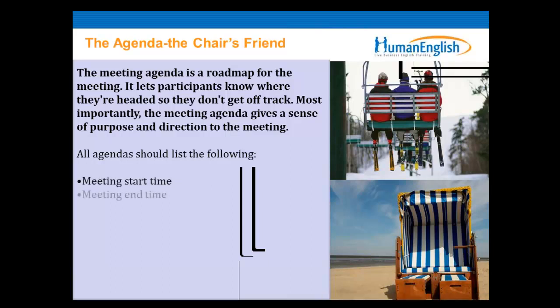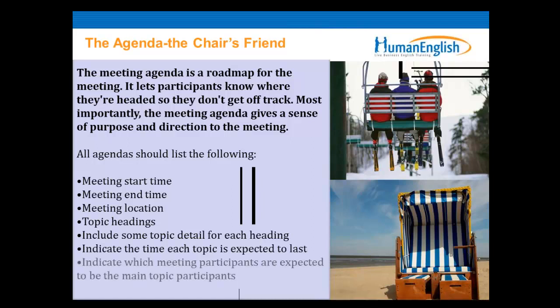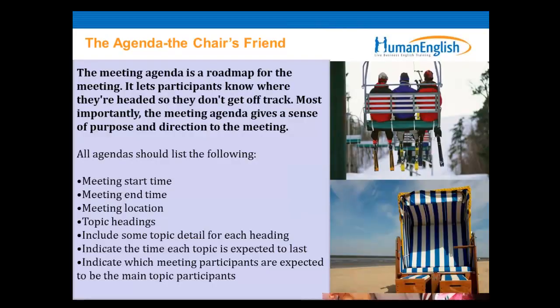So what should an agenda include? The meeting start time, the meeting end time, the location, topic headings. It can also include some topic details for each of the headings, and the time each topic is expected to last. Sergey also included some breaks, right? It's important to allot time for everything, including breaks, and to indicate which meeting participants are expected to be the main topic participants. So many of your ideas are included here. That's what an agenda should include.